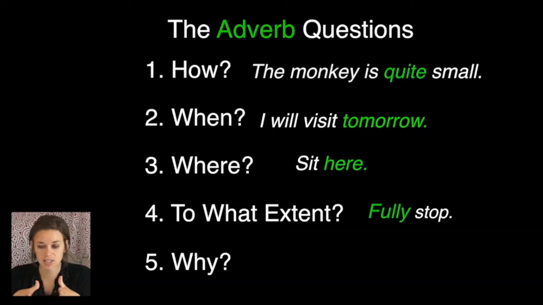And the last question, the adverb question, why, is actually answered by adverbs that are phrases or clauses. We're not into that yet, so we're not going to look at examples. Right now, we're just looking at one-word adverbs like quite, tomorrow, here, and fully. Remember that why is an adverb question because it will help you later on when we learn about phrases or clauses. For now, just remember why is an adverb question. That's all you need to know.